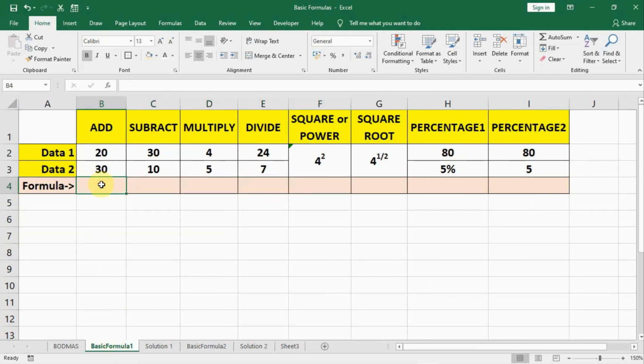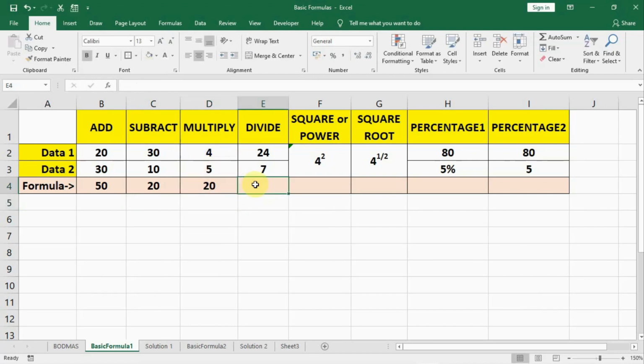Addition. If we have to have addition, we put equal to sign, select 20, put addition sign and then select 30, that is cell B3, and press enter. If we want to learn subtract, then we have to press equal to, then select C2, put a minus sign and select 10 and press enter. If we want to multiply the two numbers, we have to press equal to, then select cell D2, a star sign, that is a multiplication sign, into select cell D3 and press enter.